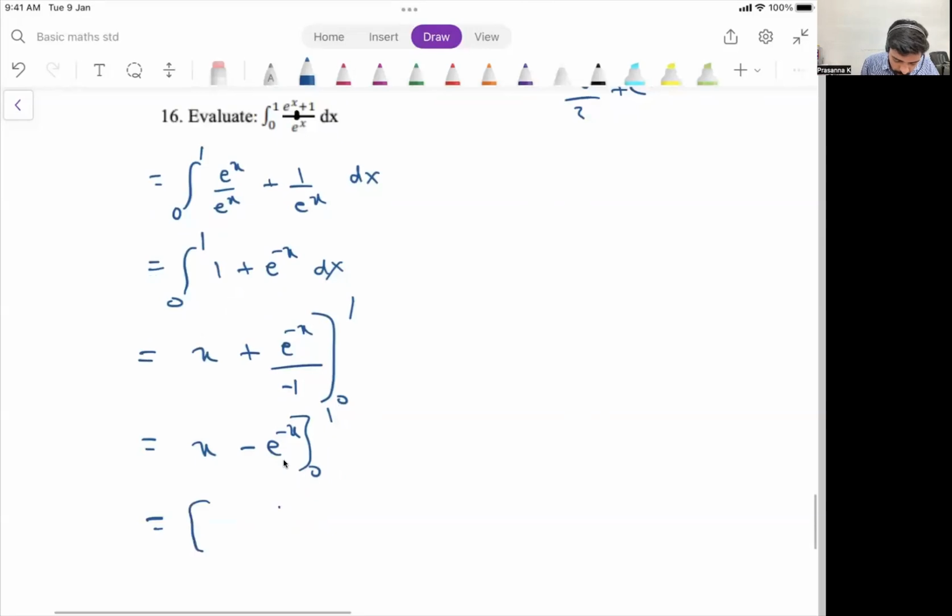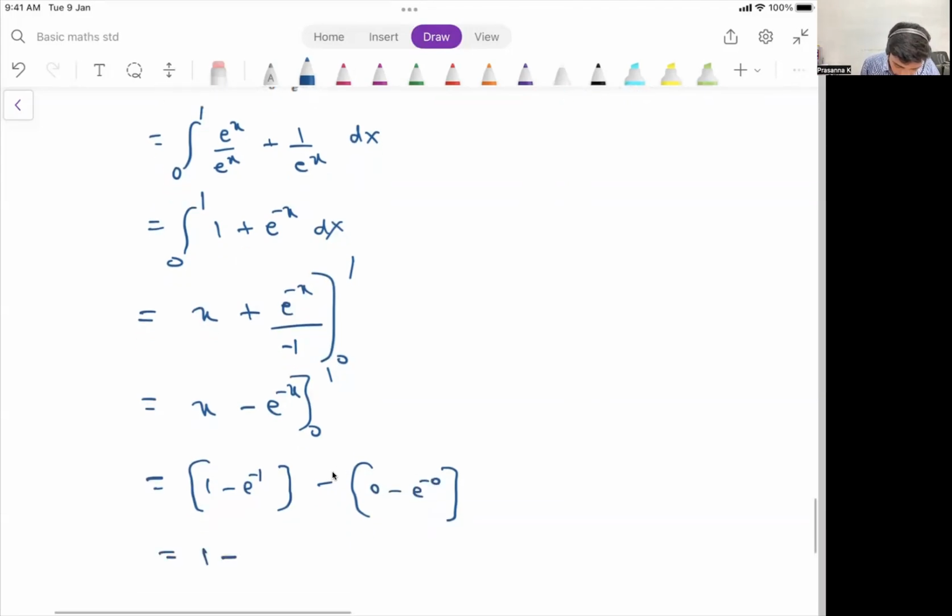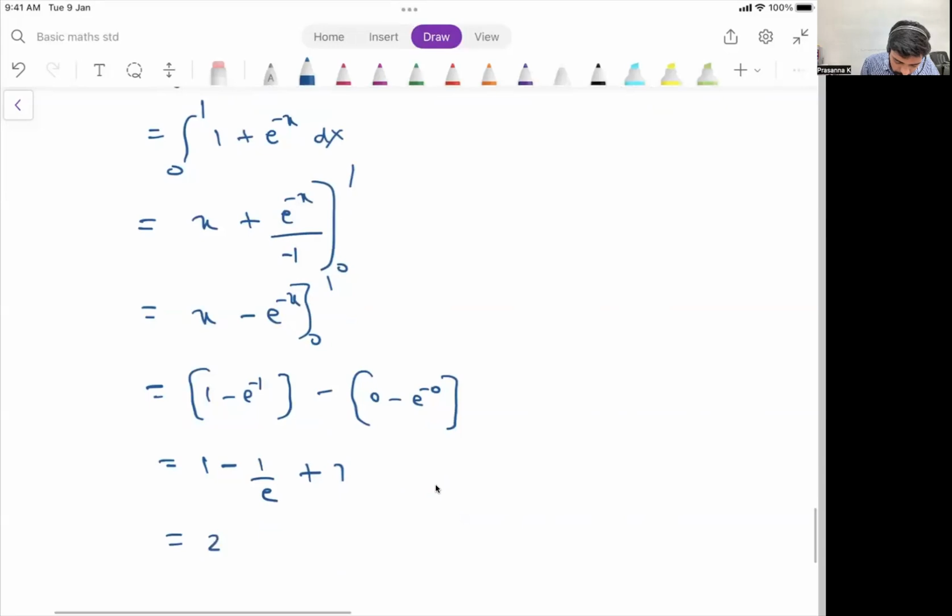So first you substitute the upper limit. In place of x, you substitute 1, minus the lower limit. Here the lower limit is 0. So 1 minus e to the power minus 1, minus (0 minus e to the power minus 0). So this equals 1 minus e power minus 1, which is 1 by e, minus into minus is plus e to the power 0. Anything to the power 0 is 1. So 1 plus 1 is 2. 2 minus 1 by e. This is the answer.